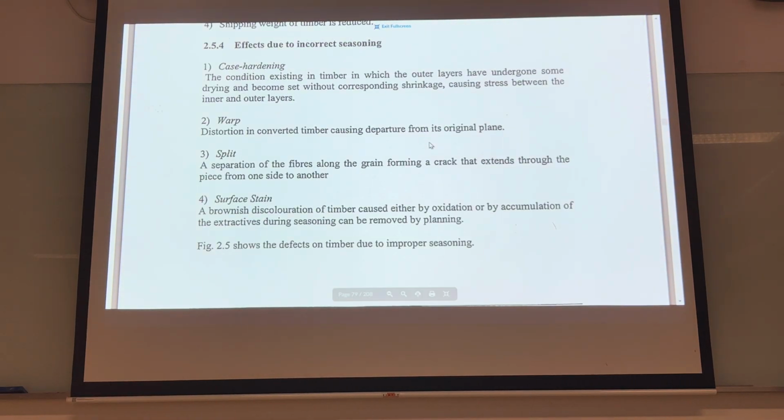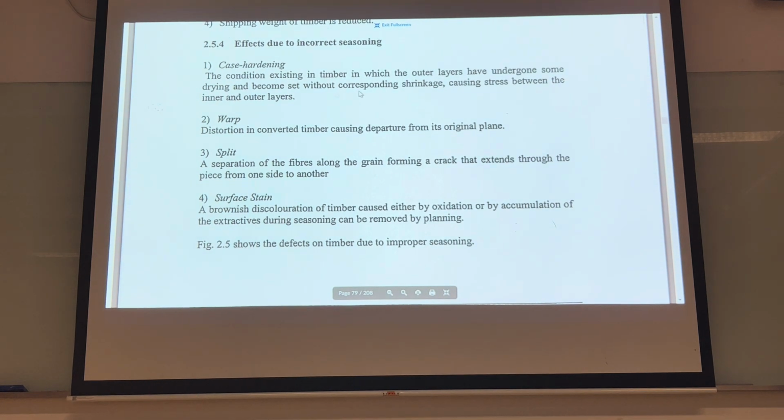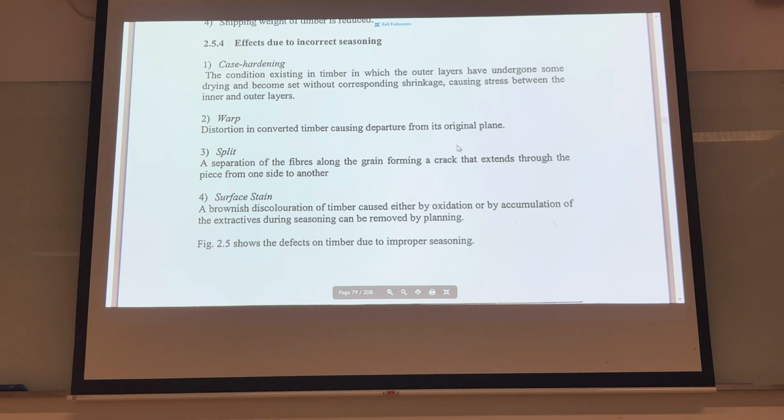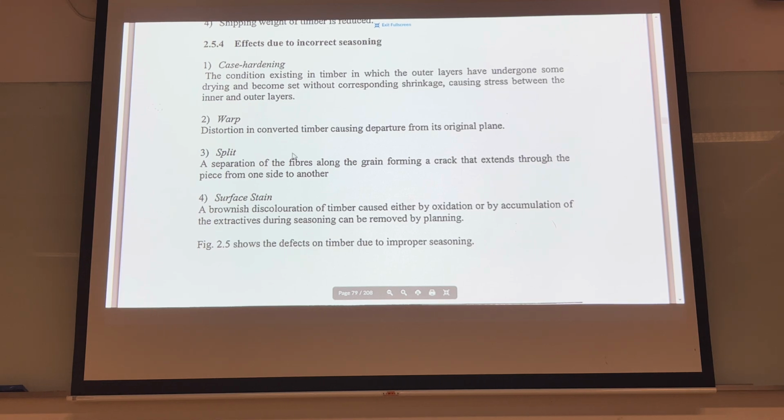This one is inside the tutorial. I think we don't have it inside the tutorial, but this one you go to here. Incorrect seasoning will lead to case hardening, warp, split, and surface stain. Okay?